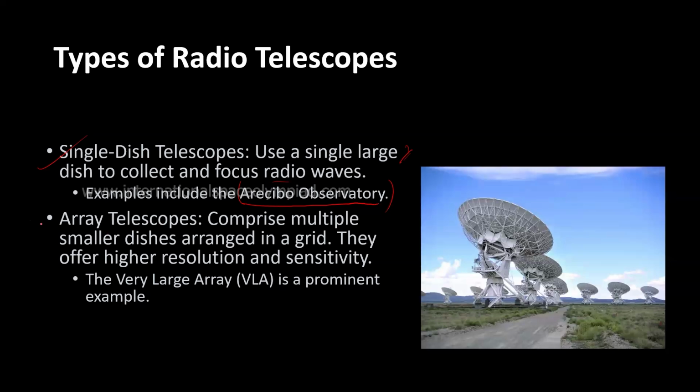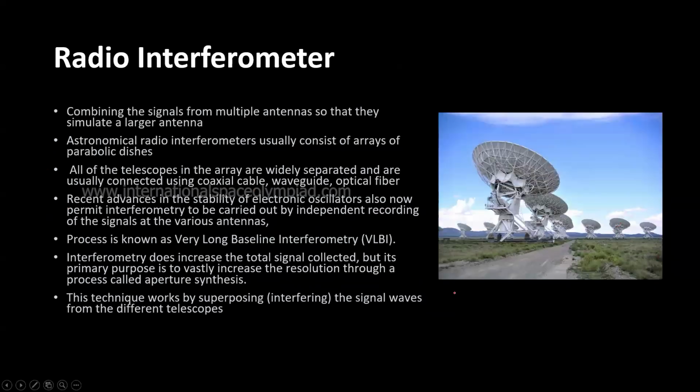Then another one is the array telescope. It comprises multiple smaller dishes arranged in a grid. Here you can see the Very Large Array, or VLA. Instead of placing one big dish, they place smaller and smaller ones. So what is the purpose of this? Instead of having a big one, they make many smaller ones. So there comes an interesting technology called the radio interferometer.